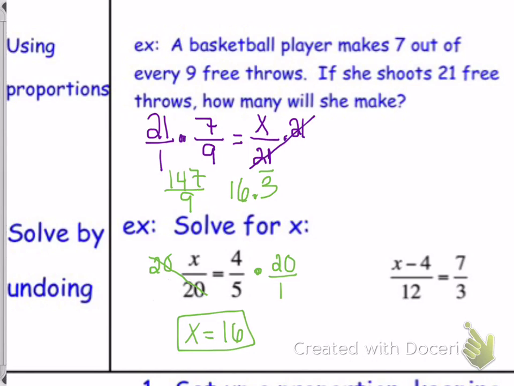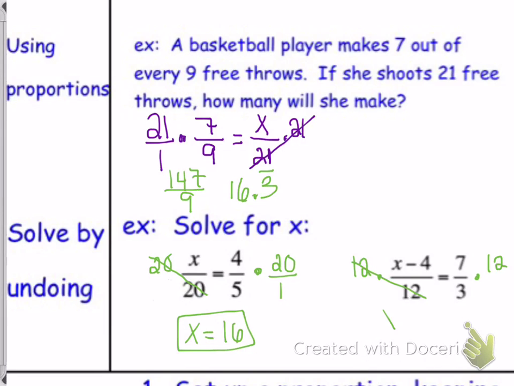Okay. The next problem is a little bit more difficult, and that is why I needed you to practice the solving by undoing. When you solve this problem, x minus 4 divided by 12 equals 7 divided by 3. What you need to do is get that x by itself. So the first thing that I need to do is get rid of that 12. So I'm going to go ahead and multiply both sides by 12, and that's going to cancel that out. What you do to one side, remember, you have to do to the other.